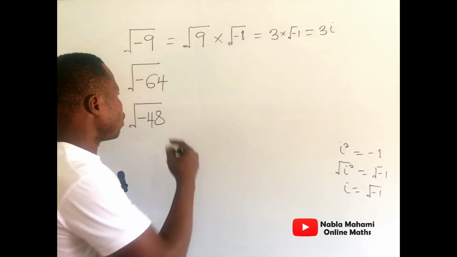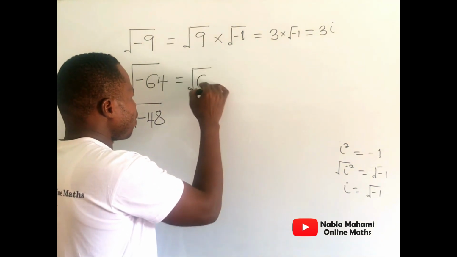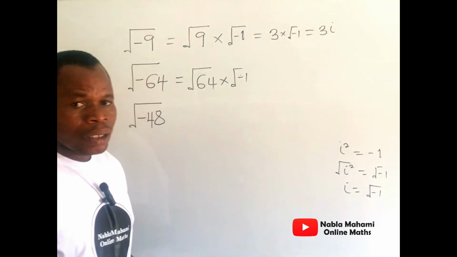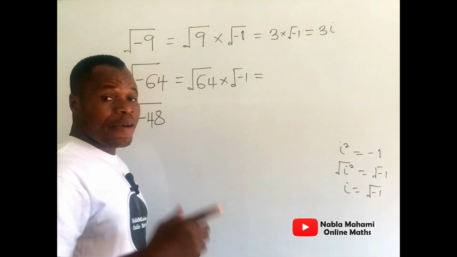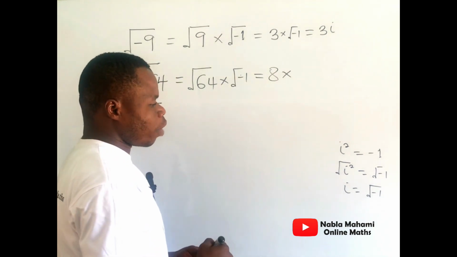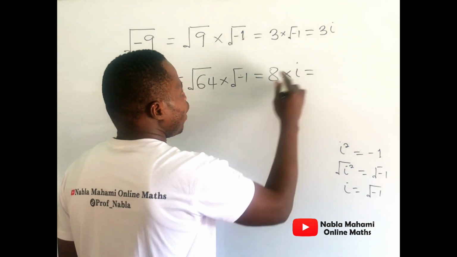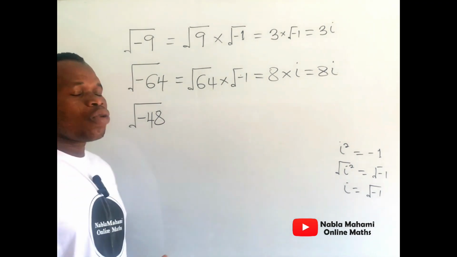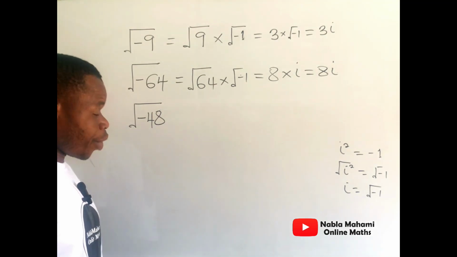Now let's take negative 64. So this one, I will take the positive aspect of the number, which is positive 64, times the square root of negative 1. The square root of 64 is a perfect square number, and the square root of 64 will give me 8, times the square root of negative 1. But we know that the square root of negative 1 is the same thing as i. So I will say times what? i. And 8 times i is 8i. So meaning the square root of negative 64 is 8i, where i is the imaginary number.